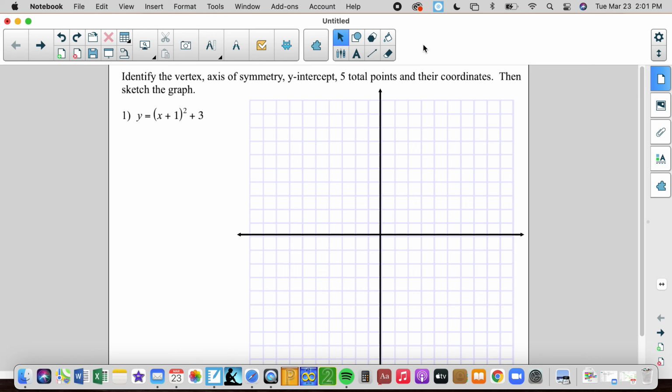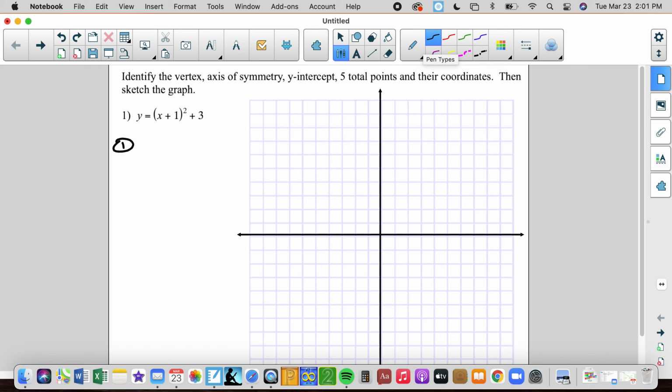Okay, this is 8.8 graphing parabolas in vertex form, and we are on day 2. So this is the homework assignment that you had. There are 5 questions. Problem number 1 is pretty straightforward.